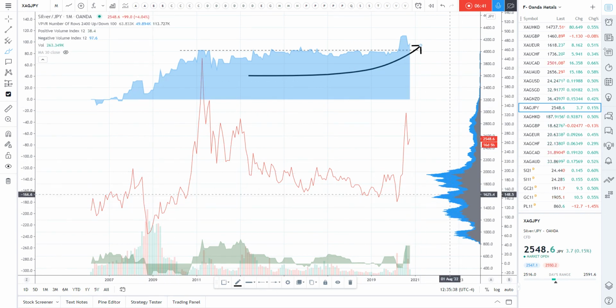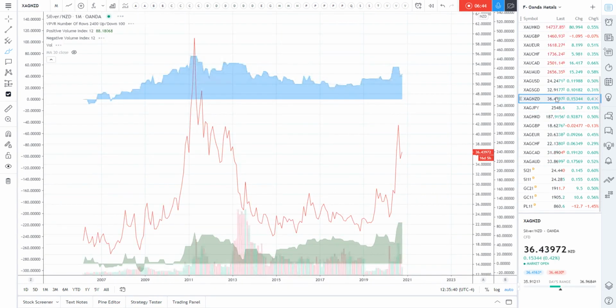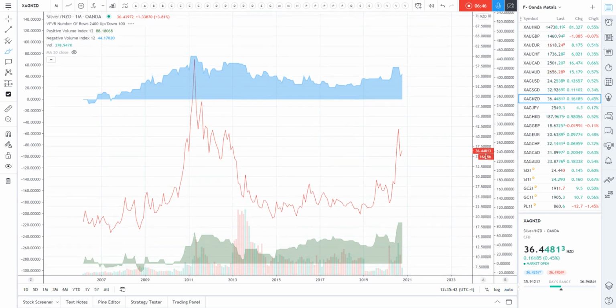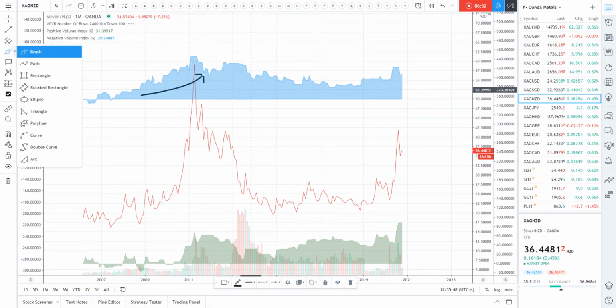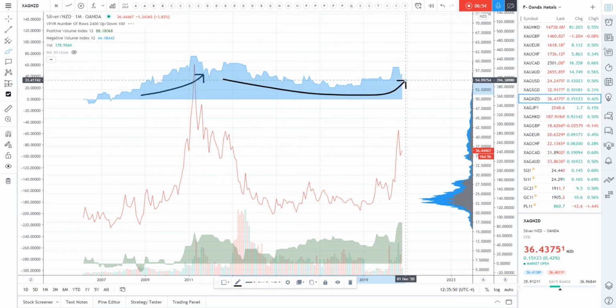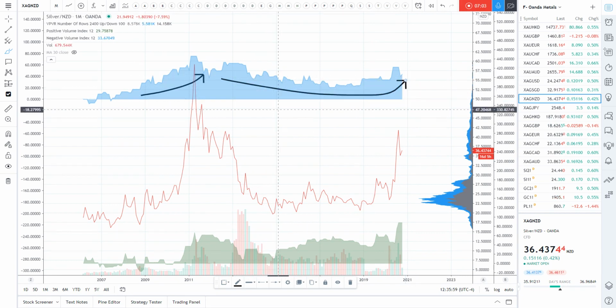Huge volume defined base right here. So the volume profiling for silver is not that bad, guys. It looks pretty sweet. For all these years, these currencies versus the US dollar, nobody likes them. So you see the smart money is not really believing in these currencies since they're all failing versus the US dollar. See, the negative volume index is never dipping below zero.